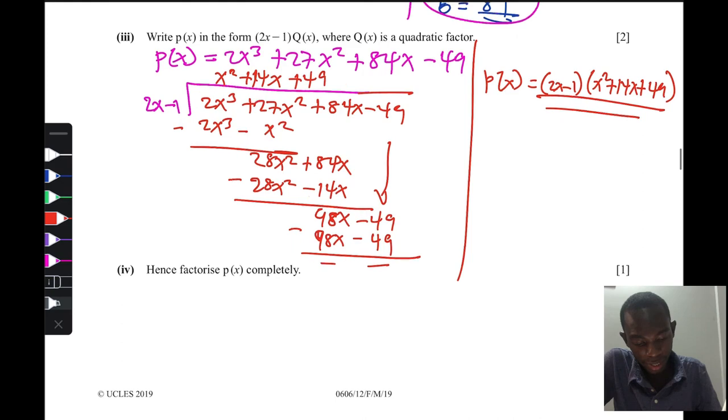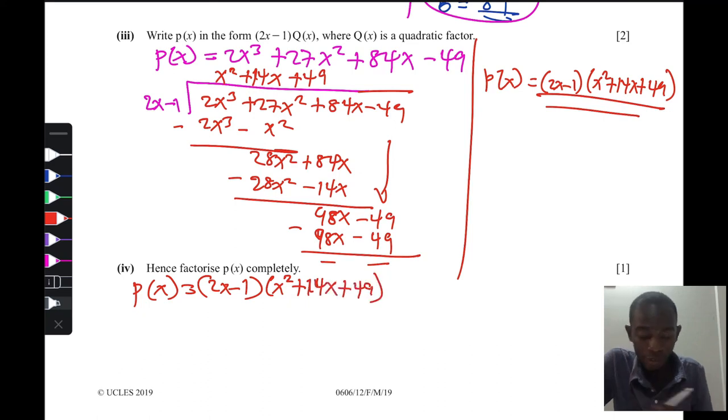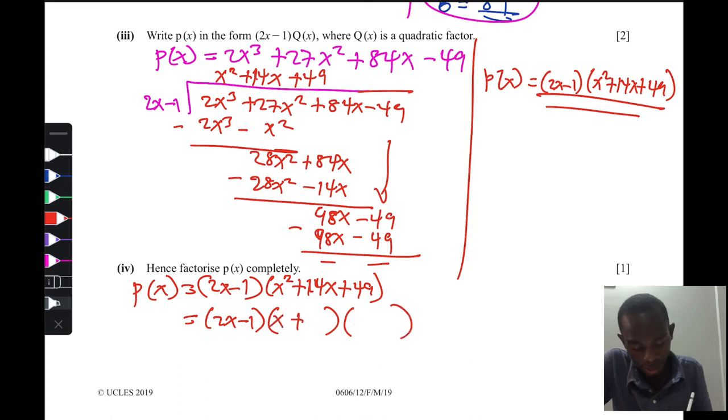Then the last part of this question says we should factorize completely. So our p of x, which is equal to 2x minus 1 times x squared plus 14x plus 49, we are going to factorize this completely. Since the coefficient of x squared is just 1, we can easily factorize that. Factors of 49 which add up to 14 are 7 and 7. So we have x plus 7 squared for 1 mark, and we are done.